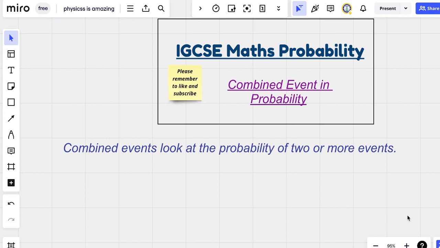We say combined events. We're looking at the probability of combined events. A combined event simply means an event that looks at the probability of two or more events. It's a scenario where we look at the probability of two or more events, for example, the probability of tossing a coin and also the probability of rolling a die. These are two different events. So looking at the probability of two or more events is known as a combined event.